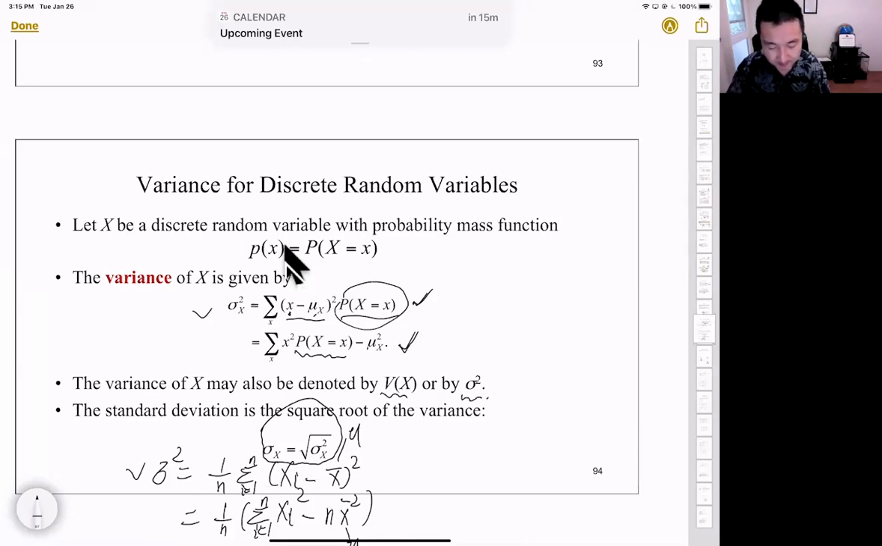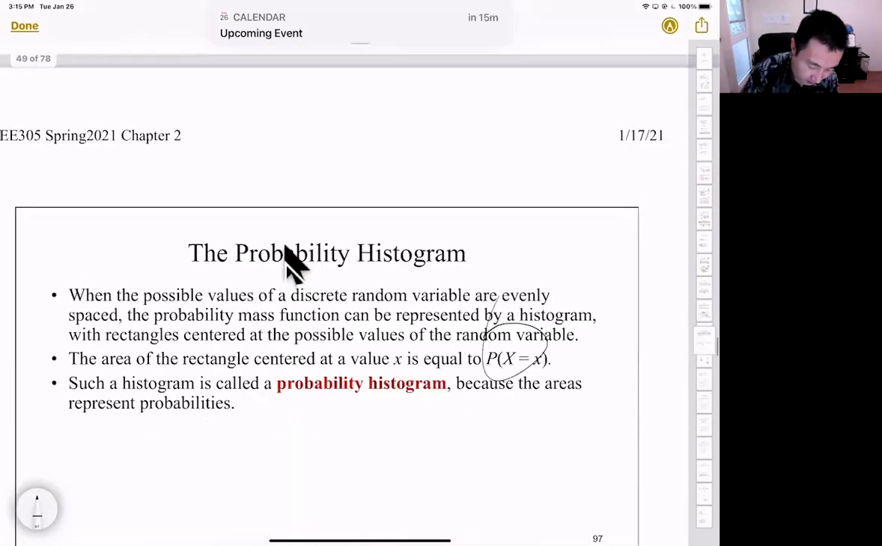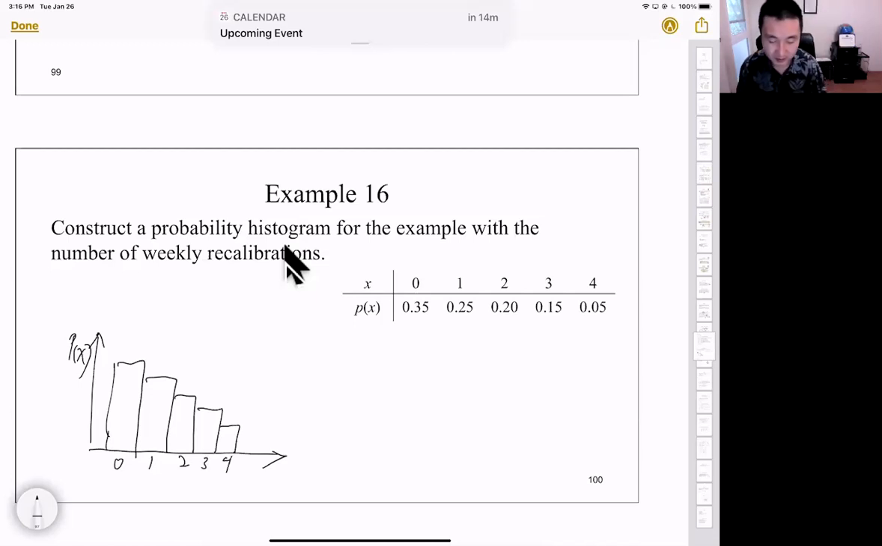We have one more slide. We just draw the histogram based on p of x. Again, that is very straightforward. So the possible values 0, 1, 2, 3, and 4 are the possible values, and the height will be the probability. As long as we have the probability mass function, we can draw the histogram.